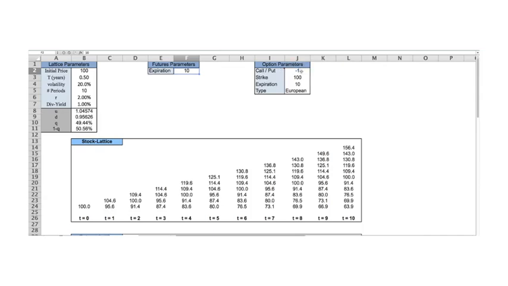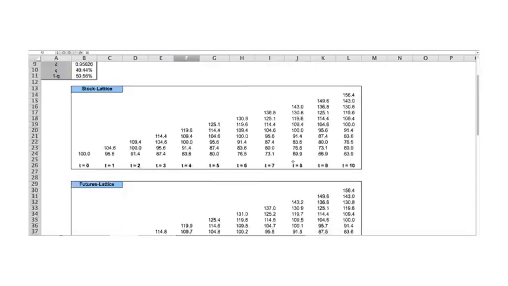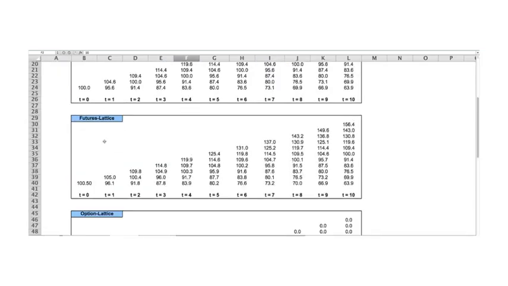Over here, we can choose what sort of option we want to price: 1 for a call, minus 1 for a put. We're assuming a strike of 100, and the expiration again is going to be 10 periods. So the option expiration coincides with the futures expiration. It's going to be a European option. So here we have our lattice, or stock price lattice. In each time period, the stock price grows by a factor of u, or it falls by a factor of d. If we scroll down, we have the futures lattice.